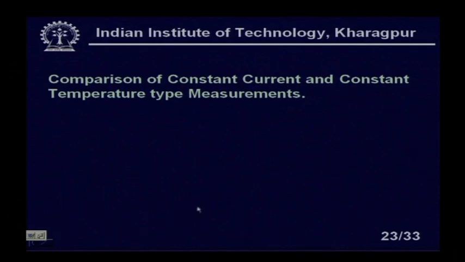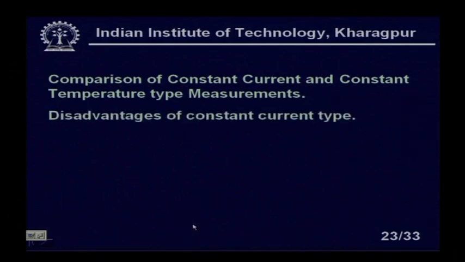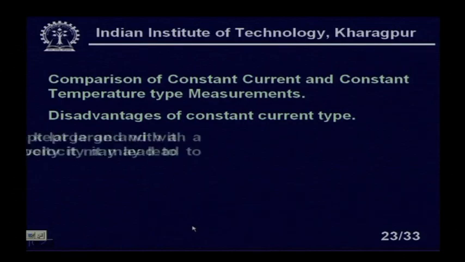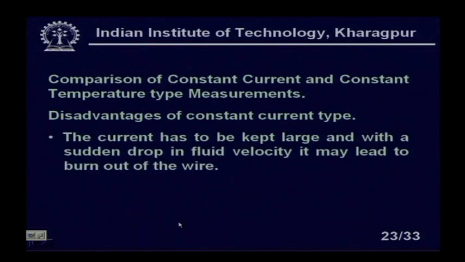Now, comparison of the constant current and constant temperature type measurements. Disadvantage of the constant current type: the current has to be kept large, and with a sudden drop in fluid velocity, it may lead to the burnout of the wire. This is a typical problem of the constant current type. So, usually the current is large, and if there is a sudden fall in the fluid velocity, the temperature may rise, because some constant current must flow through this one. So, it will burn out the wire.